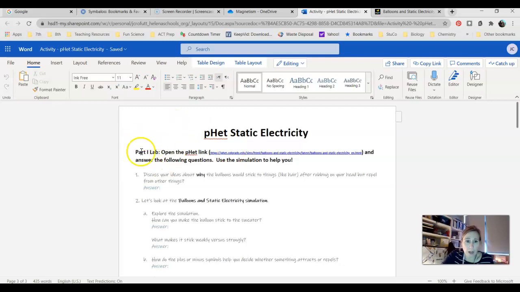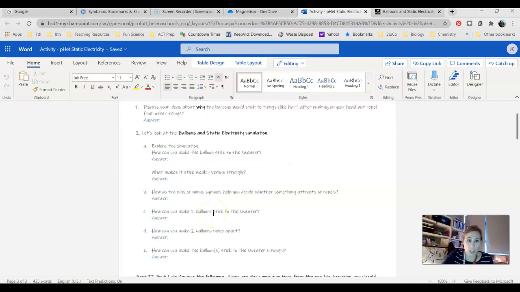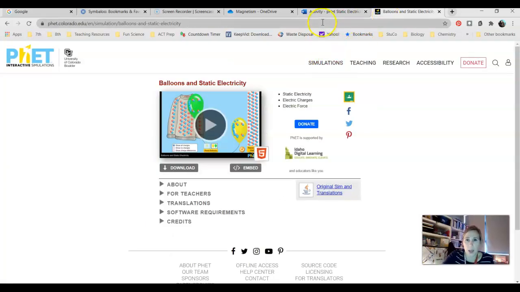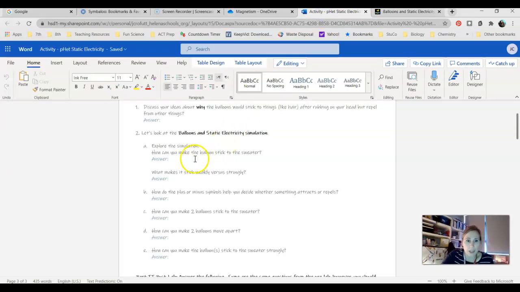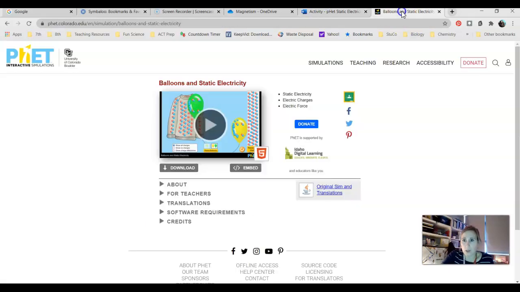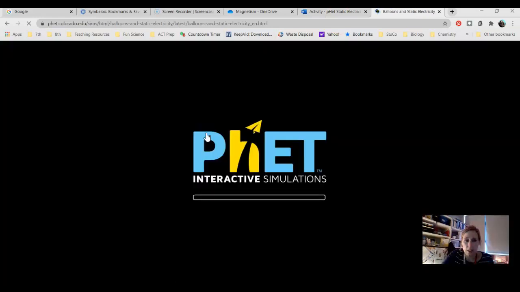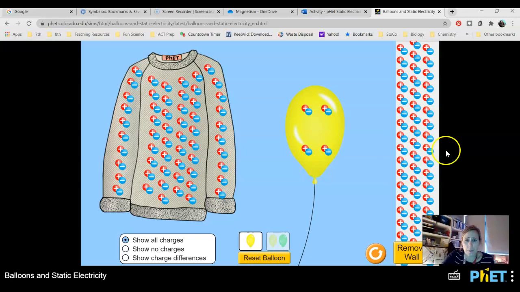Okay, so for the first part of this, there's two parts. You guys will use the pHet lab to help you describe these questions. Mainly you're just describing what you see happening in here, and you have some little challenges to complete. Like the first one says, how can you make the balloon stick to the sweater? Okay, so you guys would obviously go into your pHet simulation, and you would mess around with this balloon to try to get it to stick to the sweater.